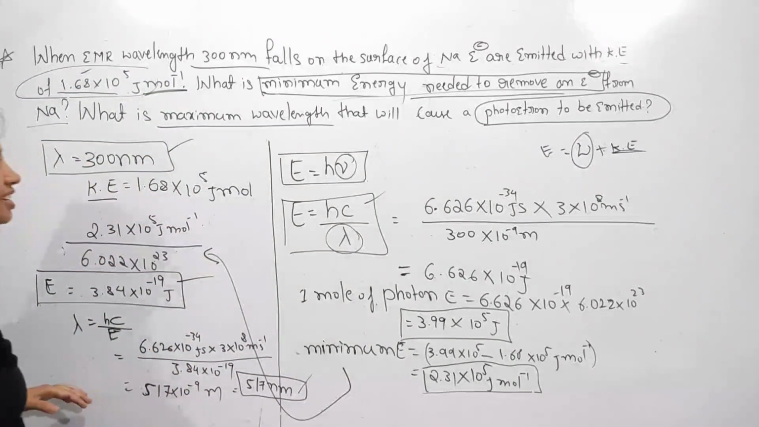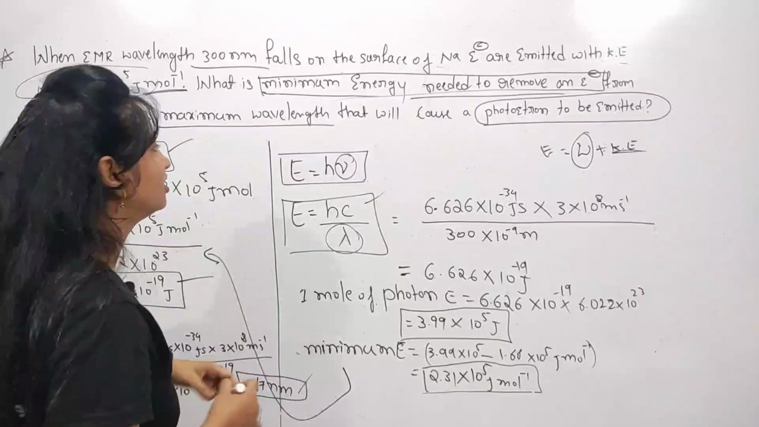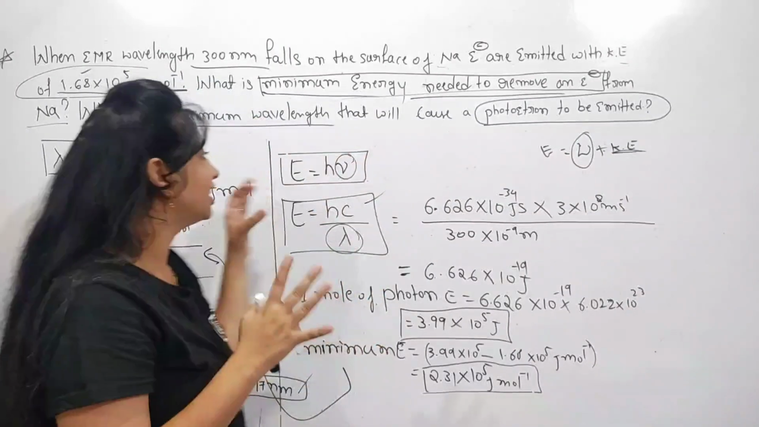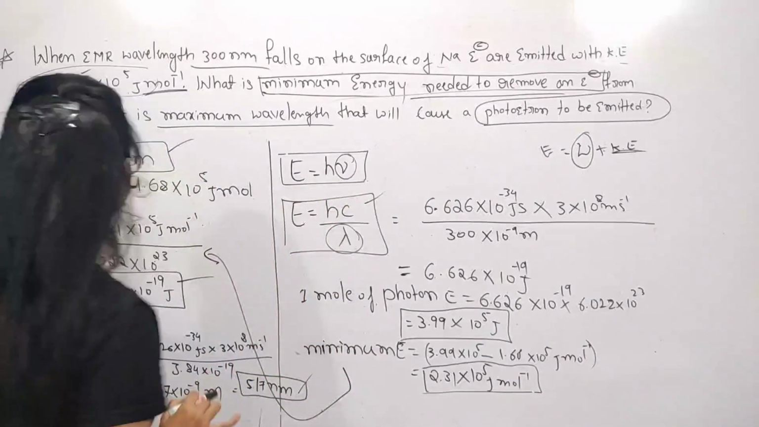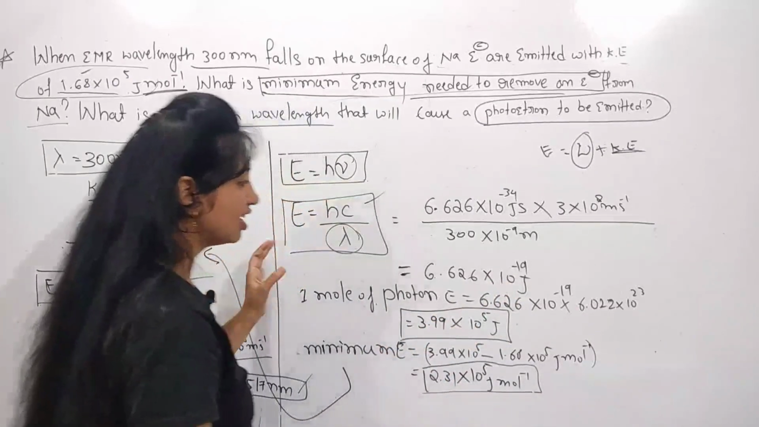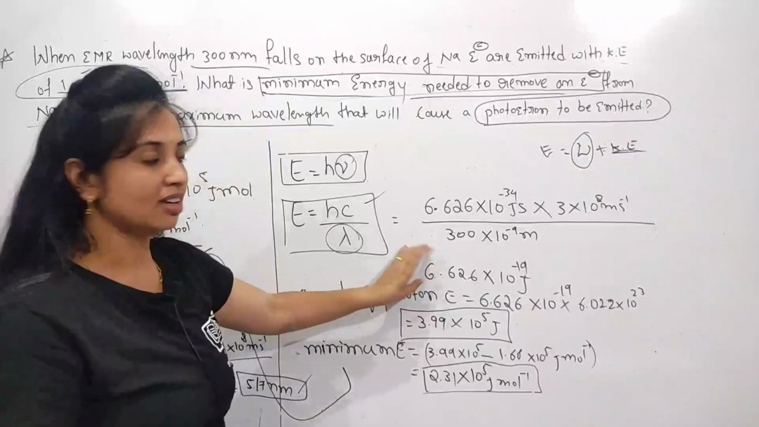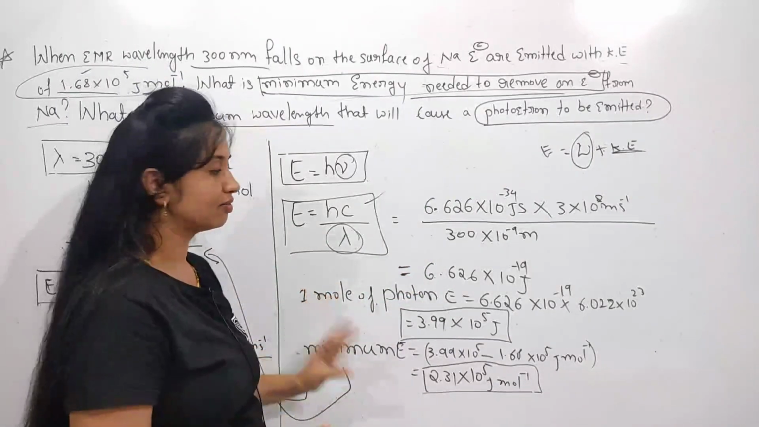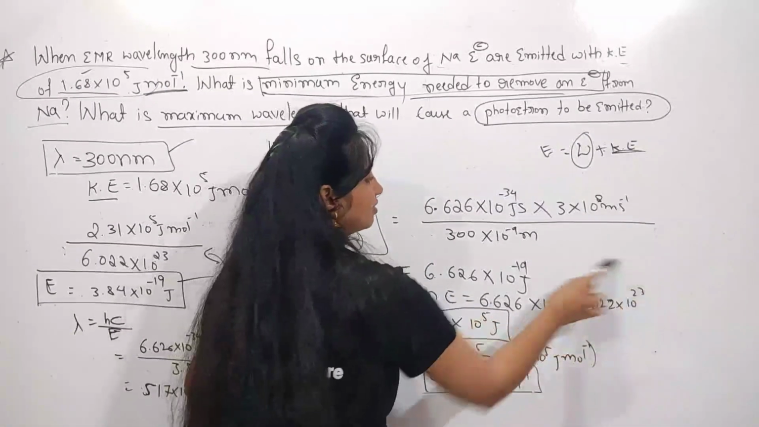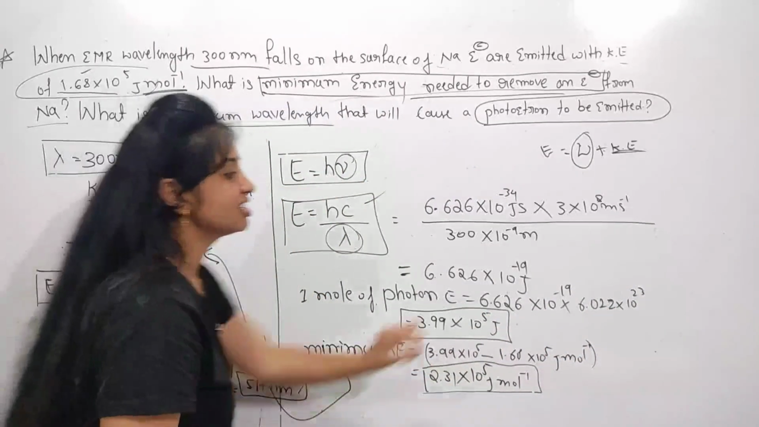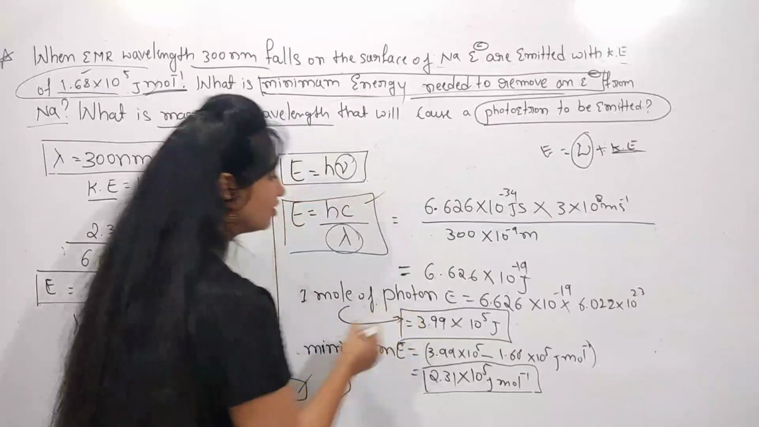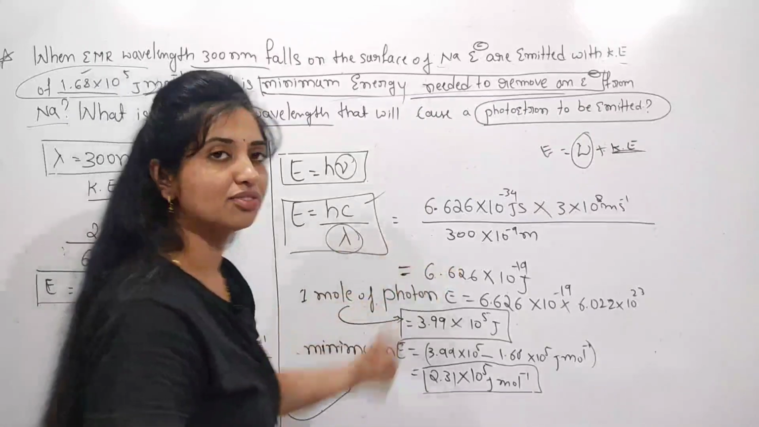So see here, in the first step we find the total energy of one photon with the help of this wavelength, that is about 6.626 × 10^-19 joule. So this is for one photon. We have to convert it for 1 mole. The energy of 1 mole is equal to 6.626 multiplied by the Avogadro number, 6.022 × 10^23. Then we get the energy of 1 mole of photons.